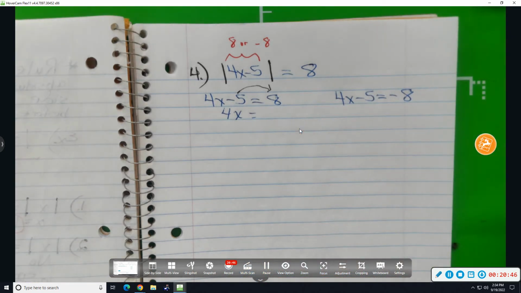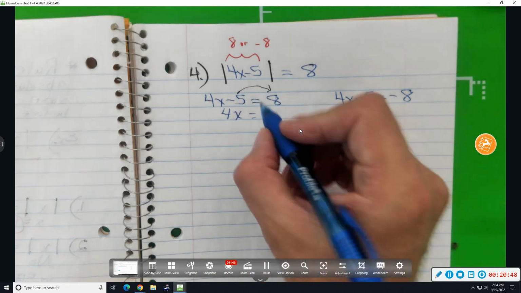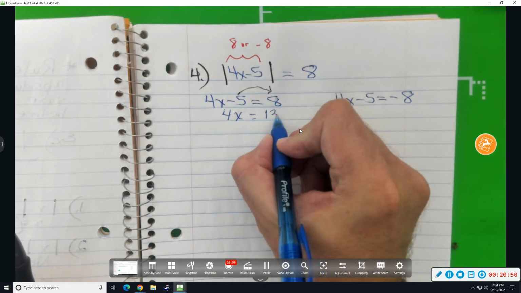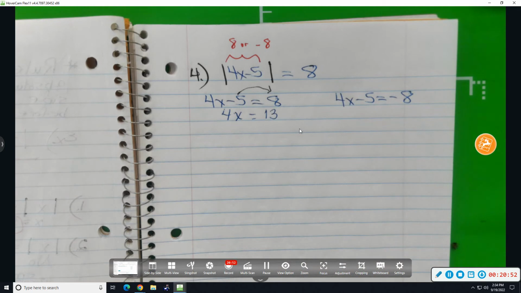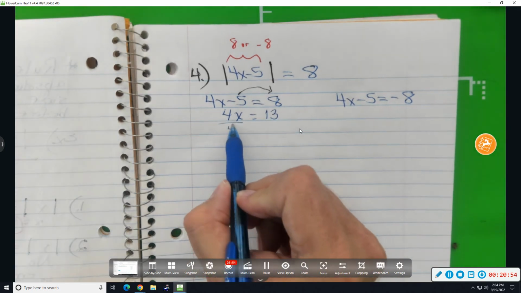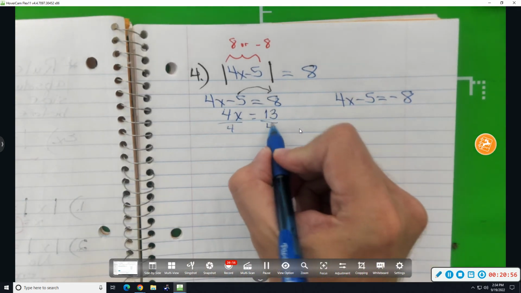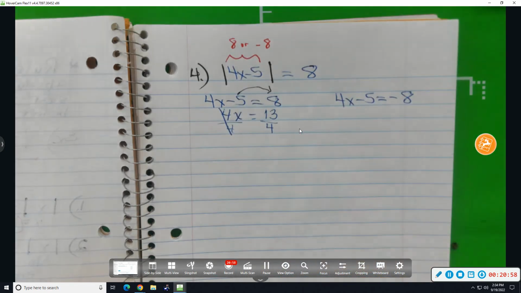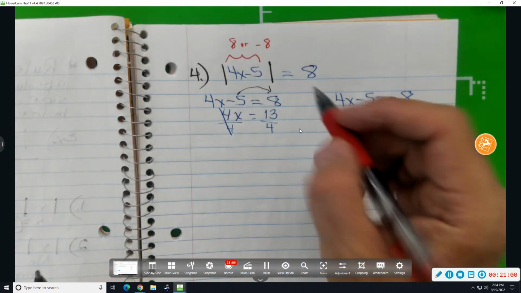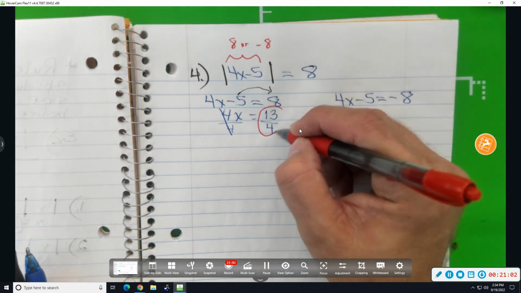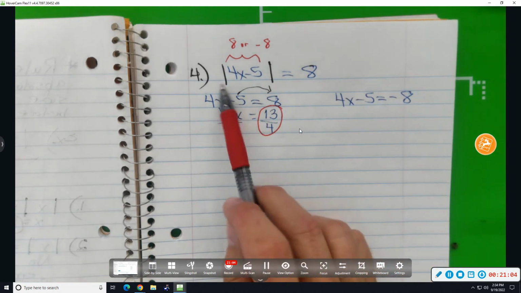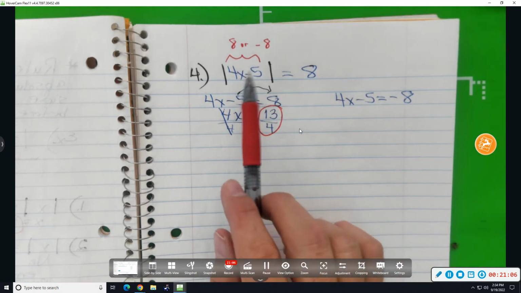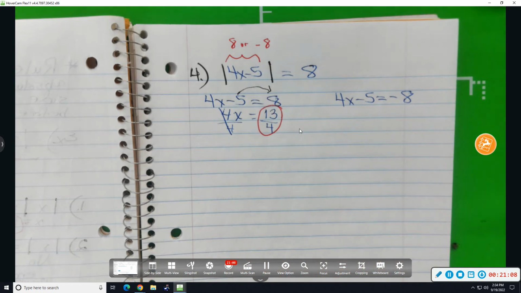What am I going to do? Y'all said add 5, so is that going to be 13 right here? And then divide by 4. So 13 over 4 is my first answer. If I plug that in for x, that would give me a positive 8 inside here.